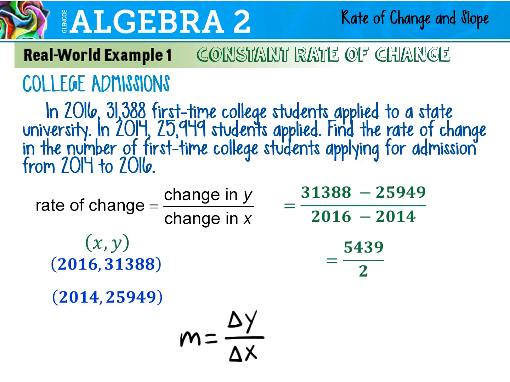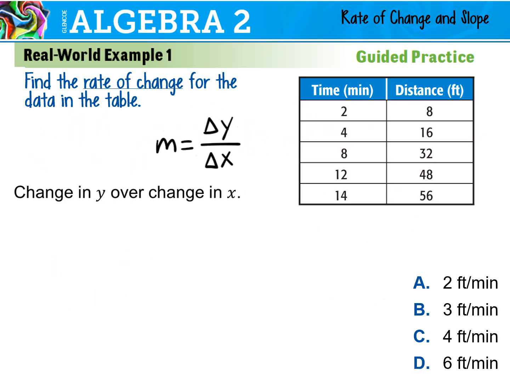We get 5,439 over 2, and when we calculate, that is 2,719.5 is the increase per year. Can't have half a student though, so be careful with that.